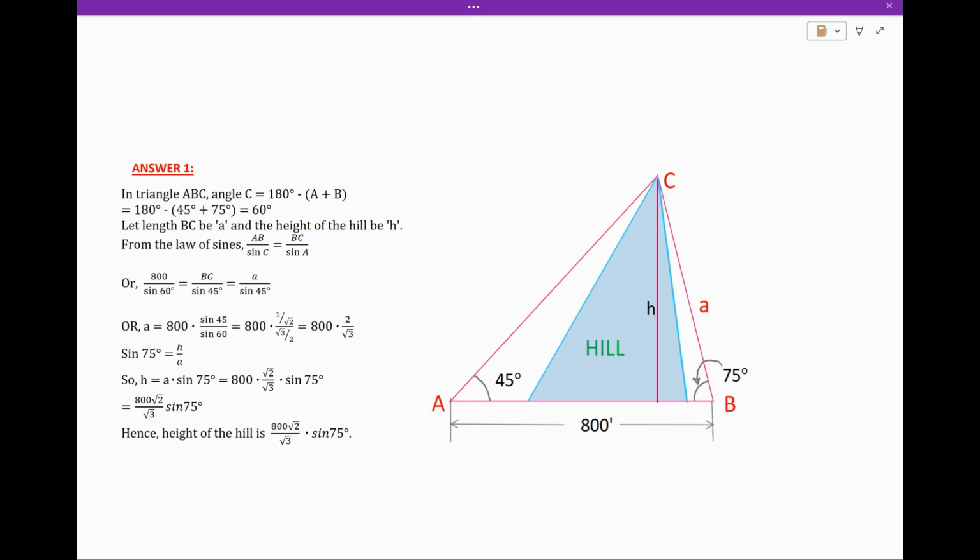Let the length of BC, that is from here to here, be a, and let us drop a perpendicular from C on AB, let us call it H, and that will be the height of the triangle ABC, and this angle is 90 degrees.